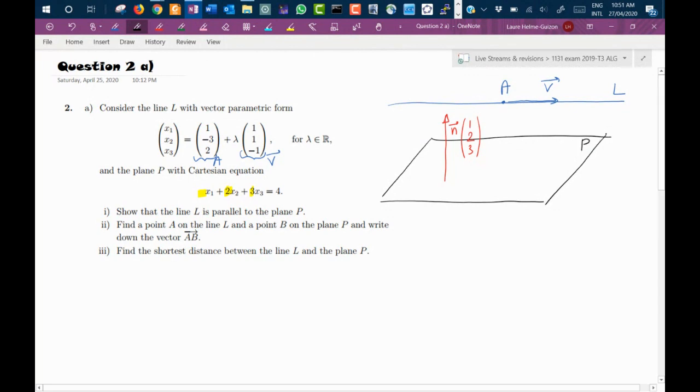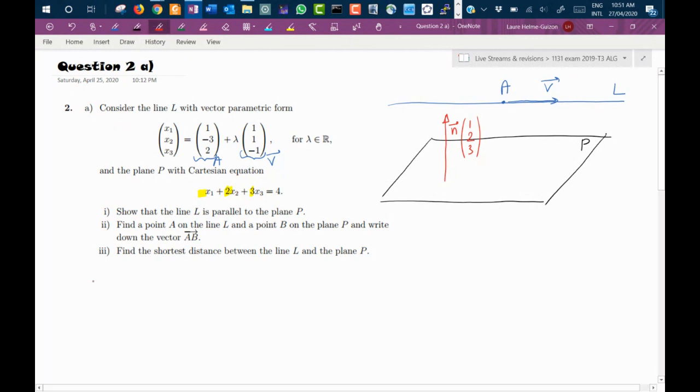Okay, so I haven't done anything, but at least I have a drawing which tells me that I have a line for which I know a point and a vector, and I have a plane for which I know a normal vector. Show that the line is parallel to the plane.